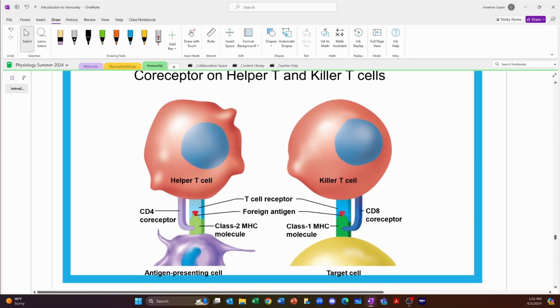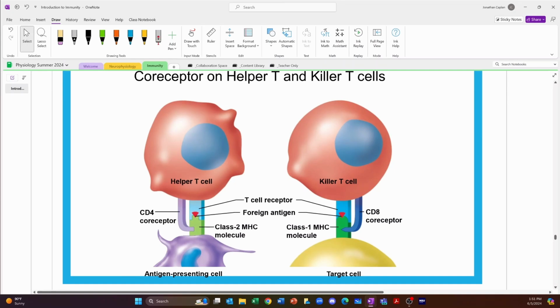So here's another way of looking at how they work. Again, you don't have to go into detail on all these things. The helper cell is also known as an antigen presenting cell because it presents the antigen to the B lymphocyte. And then your killer T cells just kill the target cell.